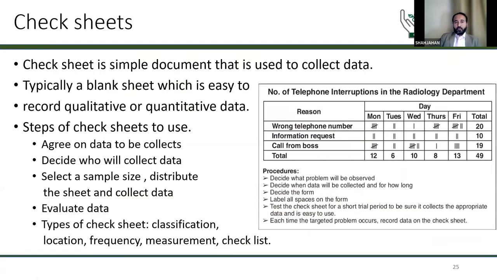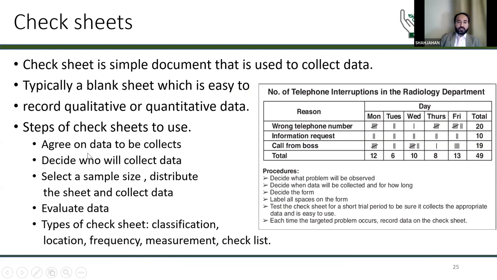Then the second tool for data collection is the check sheet. This is very simple: if you want to collect data, you will make a check sheet. You will just put the columns and the headings, what you need, what data you want to collect, and how you will display the data. So you will make your own sheet. Typically it is a blank sheet, which is easy for recording qualitative or quantitative data.